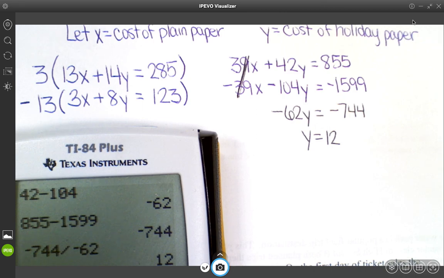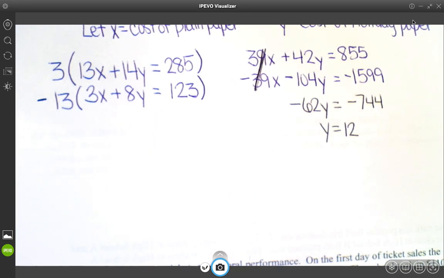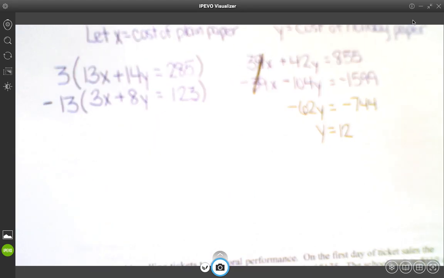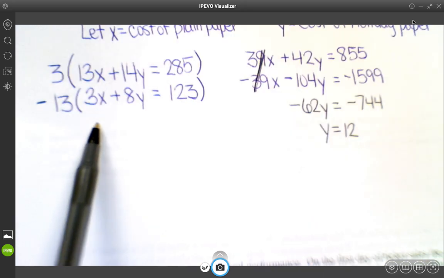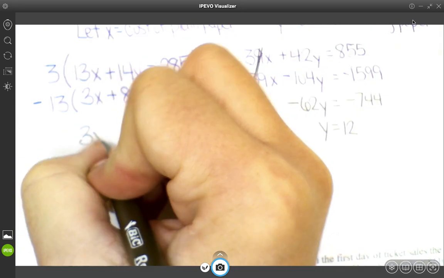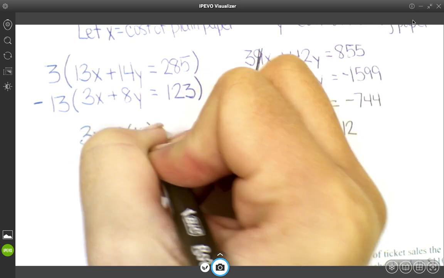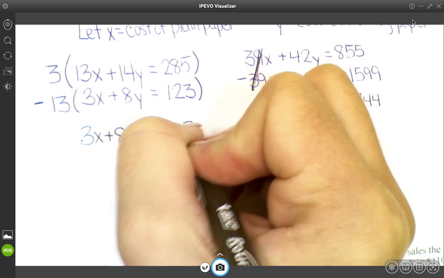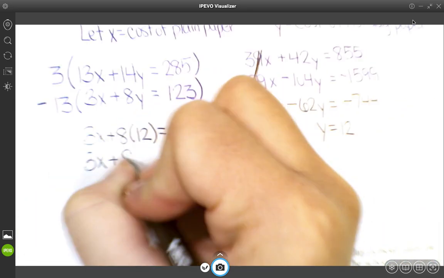All right, so are we done? We got to go back and find x. I would recommend using one of the originals just because it's smaller numbers. Do you want to use the 13x or the 3x equation? 3x. All right, so we're going to go 3x plus 8, which now I know my y is 12, equals 123. What is 8 times 12? 96.